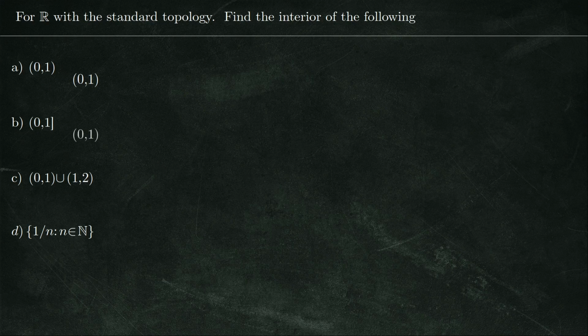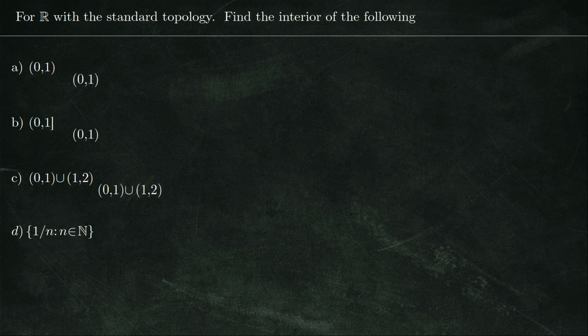Similarly for B, the interior is the open interval (0, 1). And for C, it's just the union of those open intervals. Unlike last time, the point 1 isn't included. If we take any open set around 1, well, it's going to contain the point 1, and that's not in the set we started with.